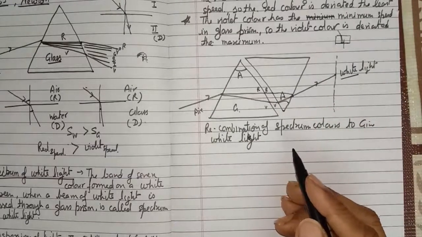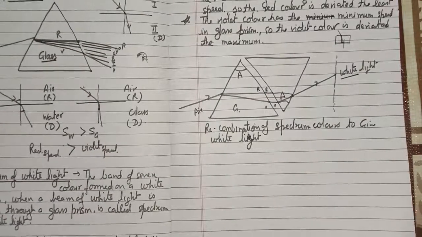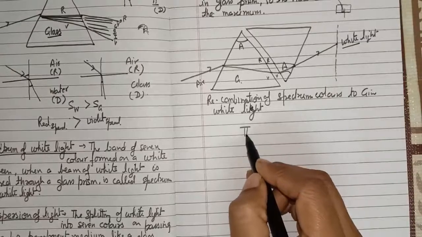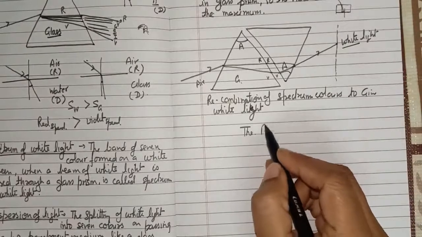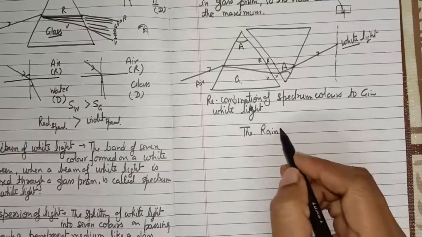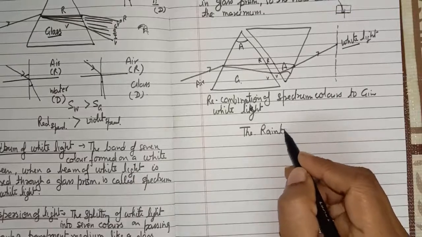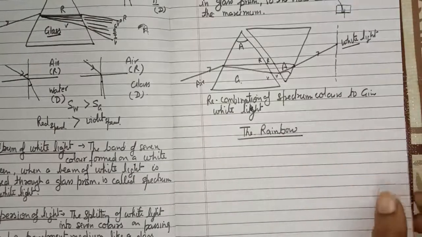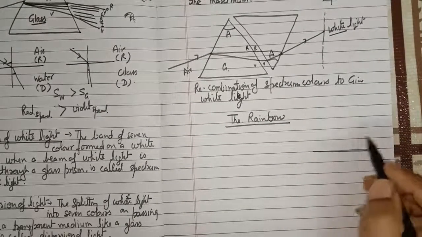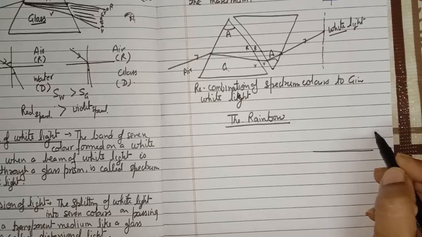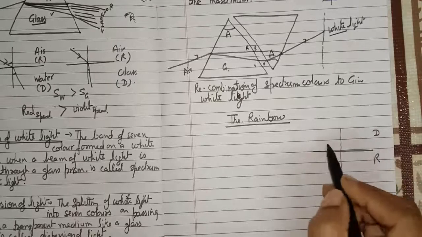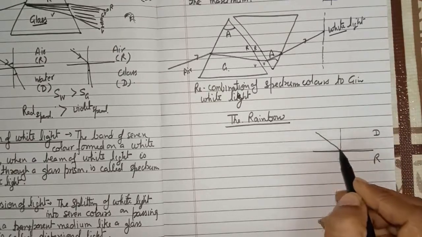Okay, so now the most important part of this, the rainbow formation. Rainbow. To understand how the rainbow is formed, first we should know how the dispersion of light takes place when it passes through the glass prism. So formation of rainbow. For this, first try to understand what actually happens when the light passes from a denser to a rarer medium. Okay, this is the denser medium, this is the rarer medium. What will happen when the light passes from denser into the rarer medium?